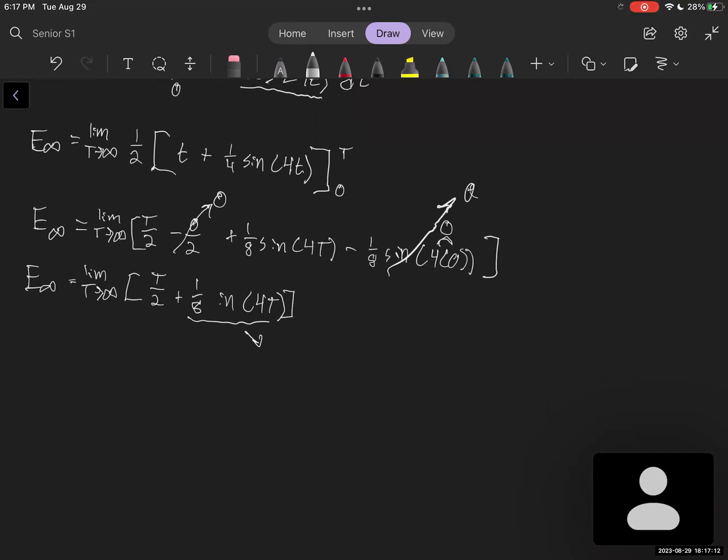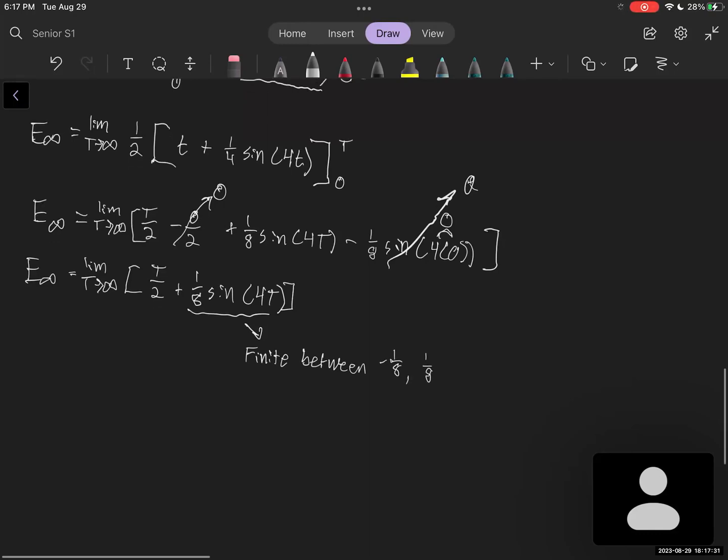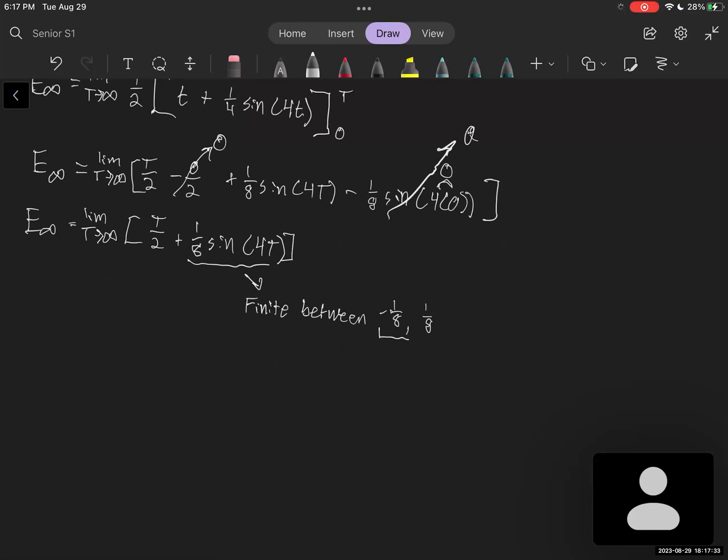So it's going to bounce back and forth between 1/8 and -1/8. So we can say it is finite, between -1/8 and 1/8. It's always going to be between these two values.